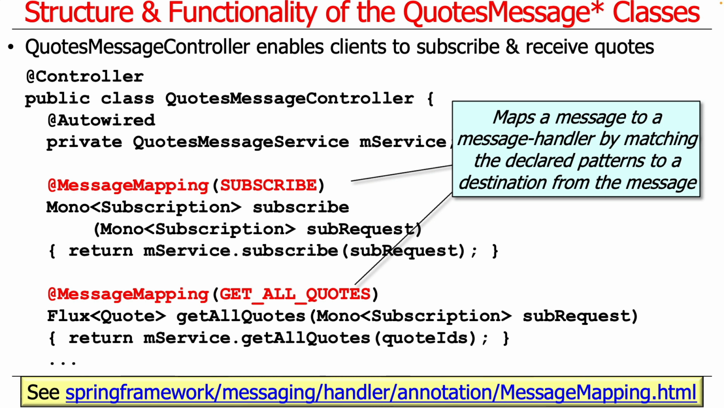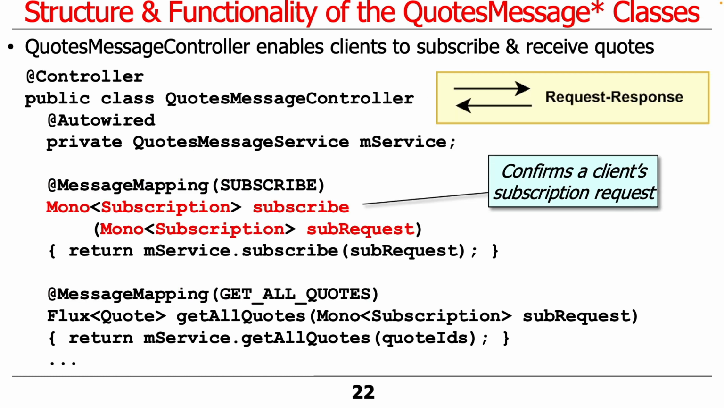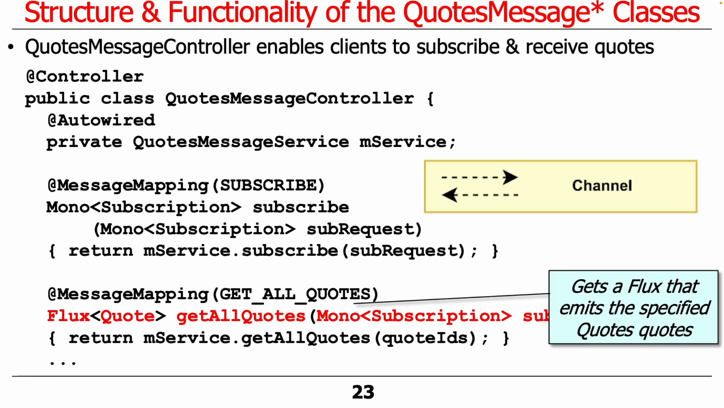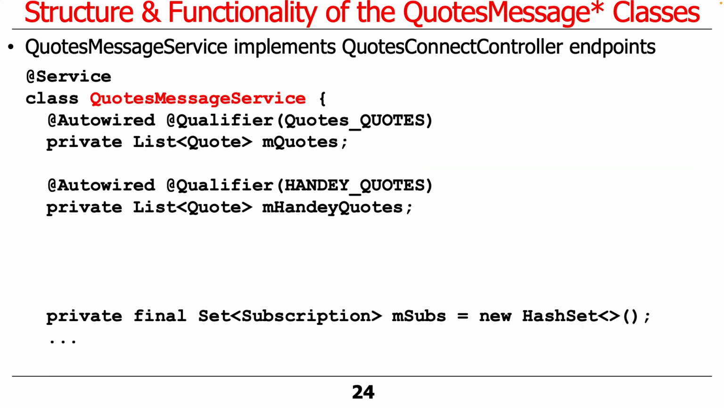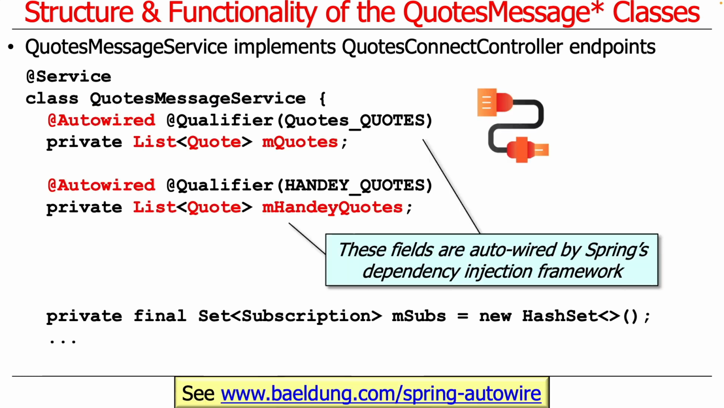And in this particular case, we have just a couple examples. We got more than this, but these are just two I show here. We have the subscribe and the get all quotes messages. Subscribe confirms a client subscription request, basically says, OK, I know you're ready to go. And get all quotes goes ahead and gets a flux that emits the specified quote objects.